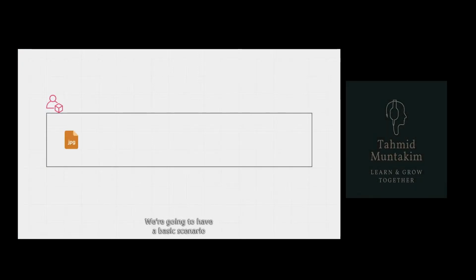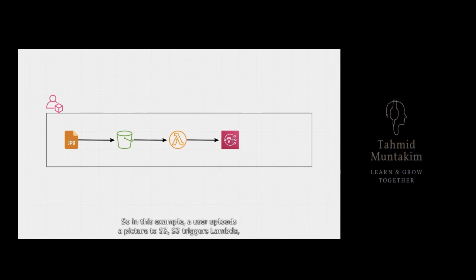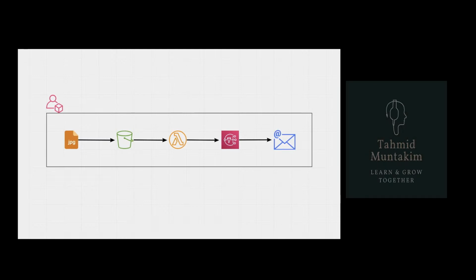We're going to have a basic scenario where a user could upload a picture to a storage location, in this case, an S3 bucket. We'll learn more about that in the storage section coming up. We want to be notified when the image lands in the bucket, so we invoke a Lambda to send us an email when this occurs. So in this example, a user uploads a picture to S3, S3 triggers Lambda, and Lambda sends an email via another service, Amazon Simple Notification Service, or SNS. We call this event-driven architecture, where there are no active servers running.